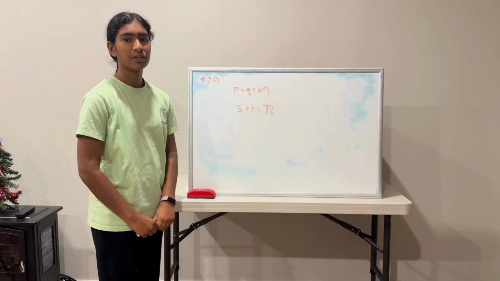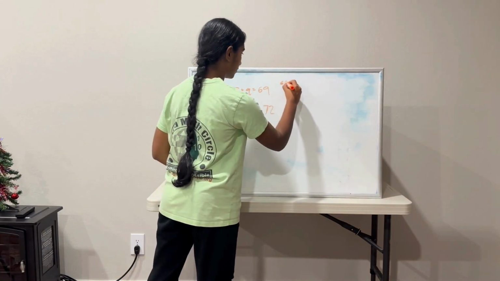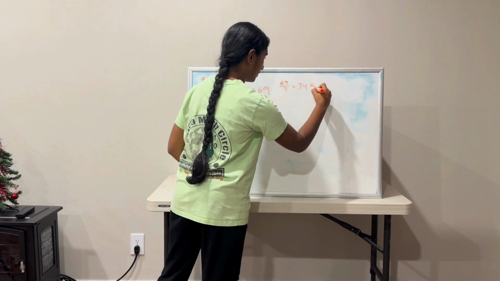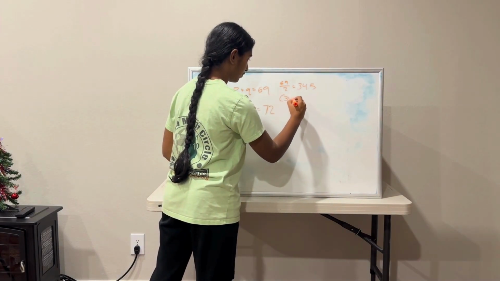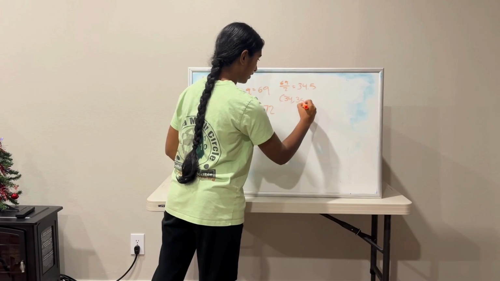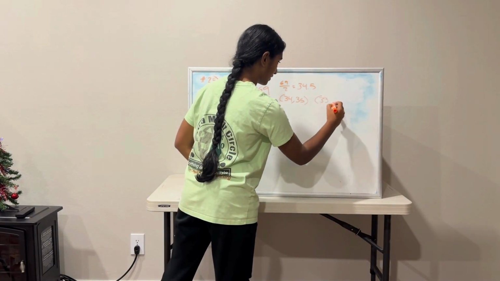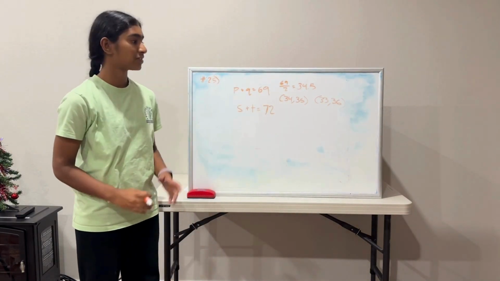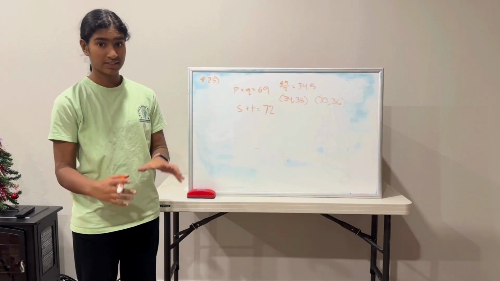Let's look at some possibilities for P and Q. So 69 divided by 2 is 34.5. So P and Q could be 34 and 35, and it could also be 33 and 36. But not any other pair, because the most difference they could have is 4, since they're 5 consecutive integers.